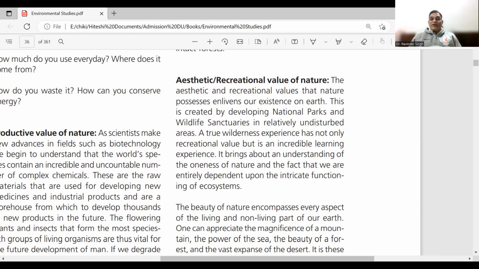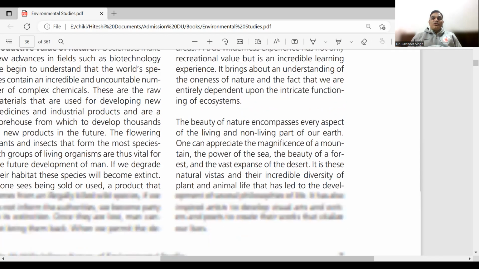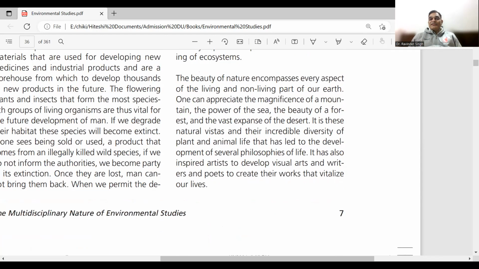It brings about an understanding of the oneness of nature and the fact that we are entirely dependent upon the intricate functioning of ecosystems. The beauty of nature encompasses every aspect of the living and non-living part of the earth. One can appreciate the magnificence of a mountain, the power of the sea, the beauty of a forest, and the vast expanse of the desert.